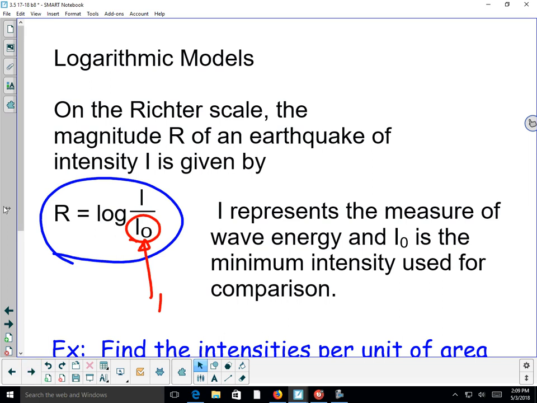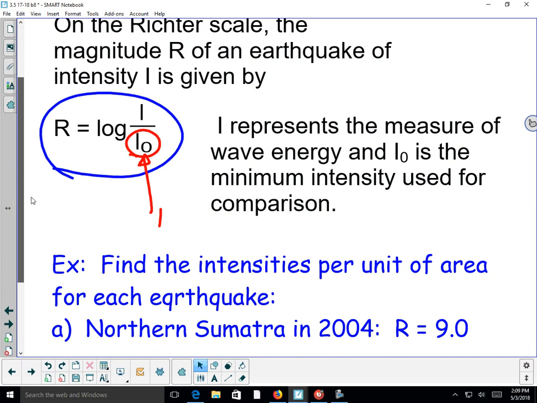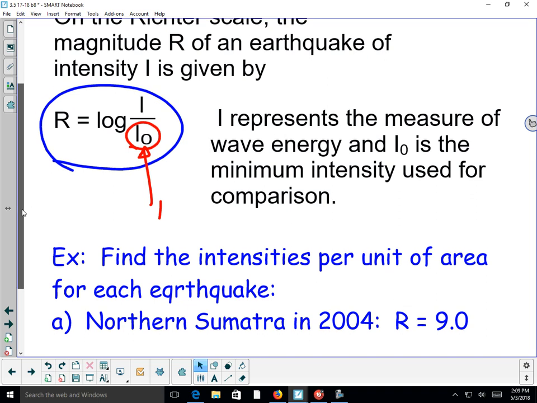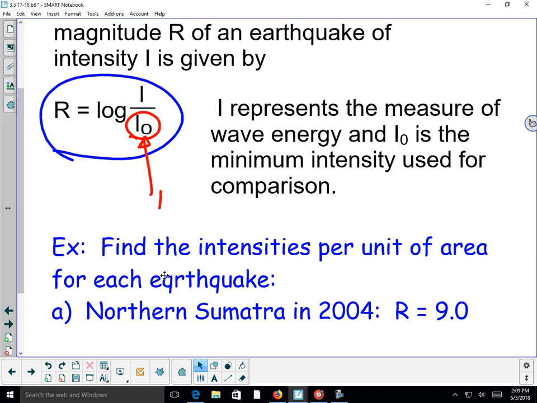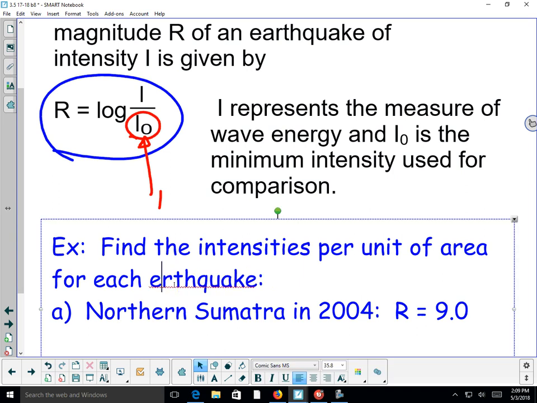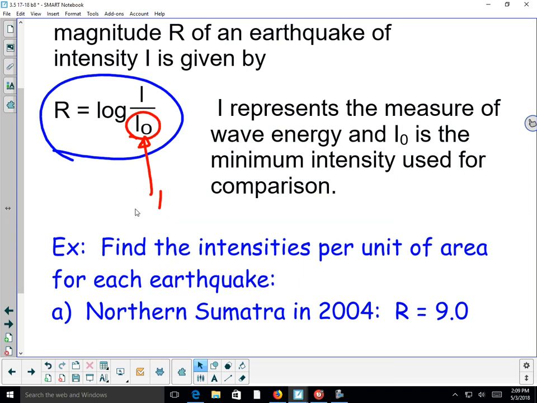Okay? So this example here is not on your handout. Can you get this down on your notes, please? This one says, find the intensity per unit of area for each earthquake. There was a really strong earthquake in 2004 in northern Sumatra, and the Richter scale rating was 9.0, which is a really rare, very powerful earthquake.